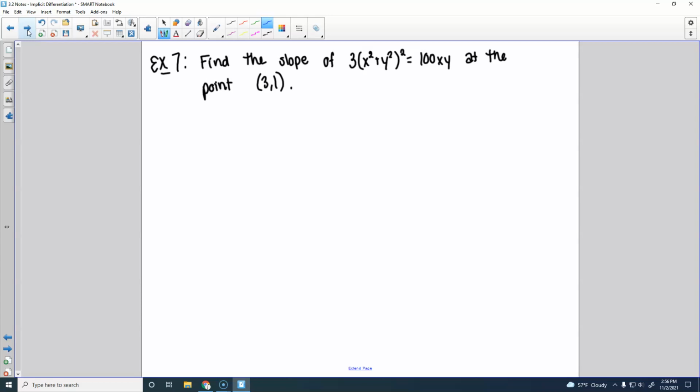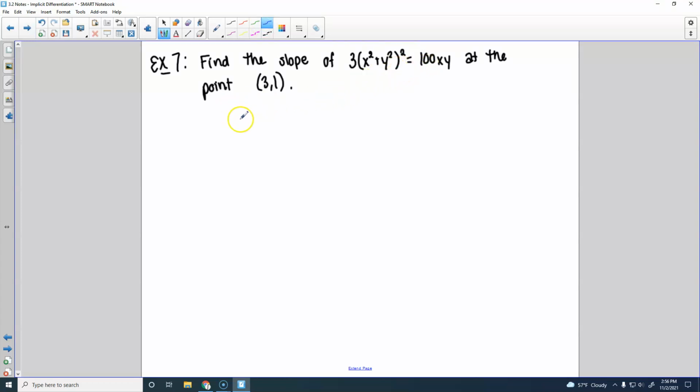3 times parentheses x squared plus y squared, close those parentheses and square that on the outside, equals 100xy. So there's a chain rule on one side and a product rule on the other side. How do I find the derivative?